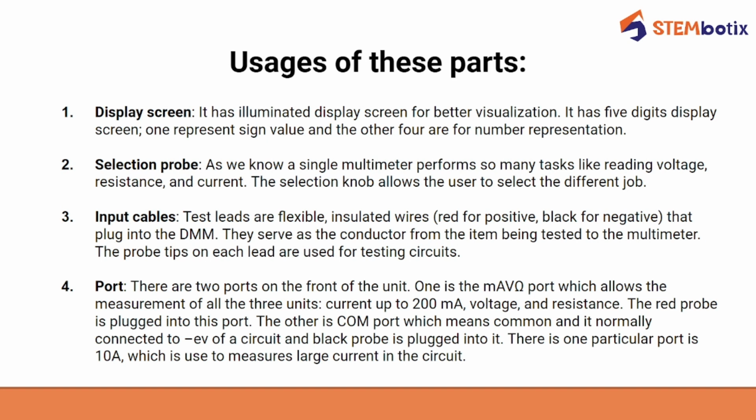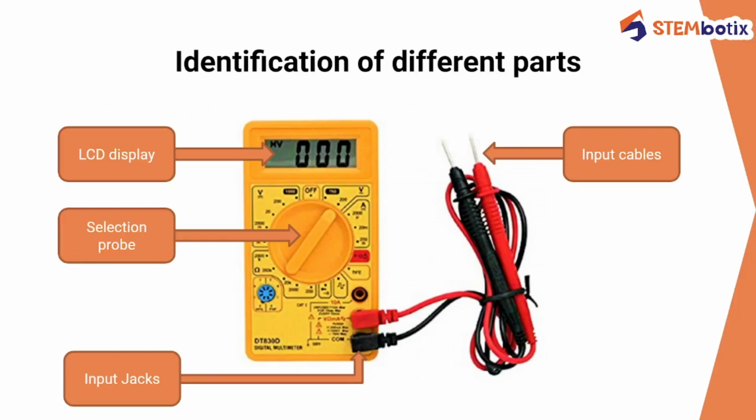Now input cables. Test leads are flexible, insulated wires, red for positive and black for negative, that plug into the DMM. They serve as a conductor from the item being tested to the multimeter. The probe tips on each lead are used for testing the circuit. This provides nothing but a conducting path, just like a jumper cable or a wire, for connecting the digital multimeter to the circuit in which we are going to measure the unknown quantity.